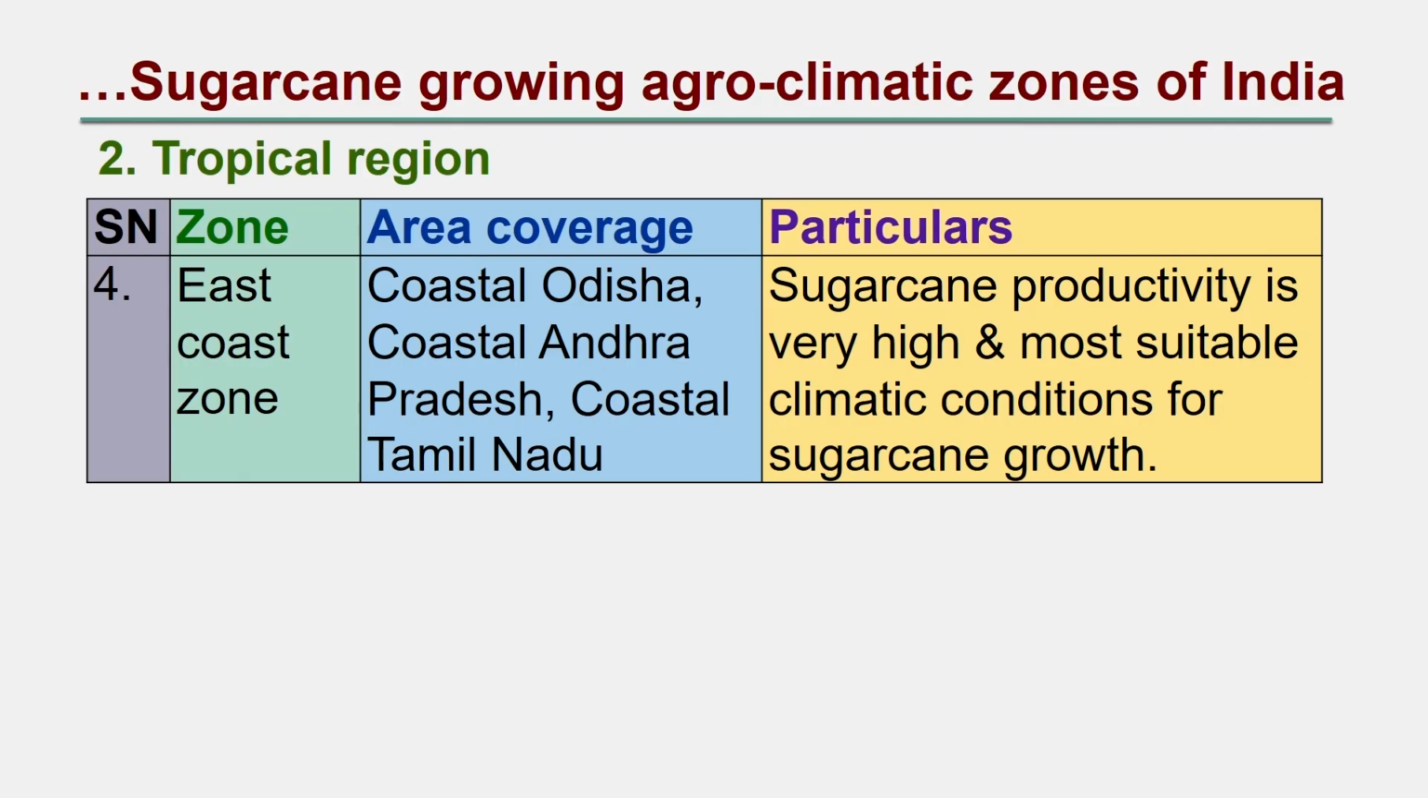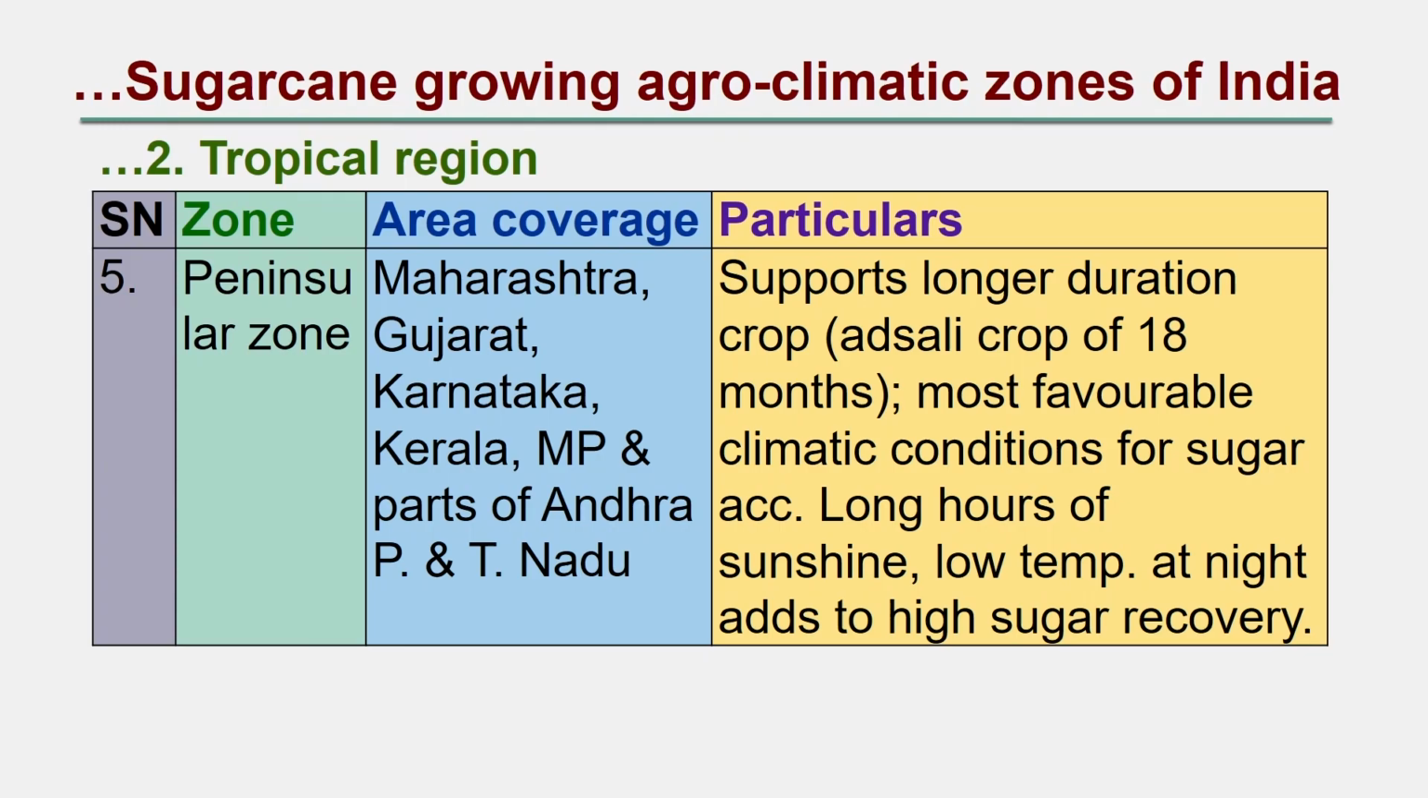Now you see in the tropical zone, East Coast Zone, coastal Odisha, coastal Andhra Pradesh, coastal Tamil Nadu, sugarcane productivity is very high and most suitable climate condition for sugarcane growth. Peninsular zone, it also falls in the tropical zone. Here Maharashtra, Gujarat, Karnataka, Kerala, MP, parts of Andhra Pradesh and Tamil Nadu. It supports longer duration of the crop, say Adsali crop of 18 months. Most suitable climatic conditions for sugar accumulation. Long hours of sunshine, low temperature at night adds to high sugar recovery.